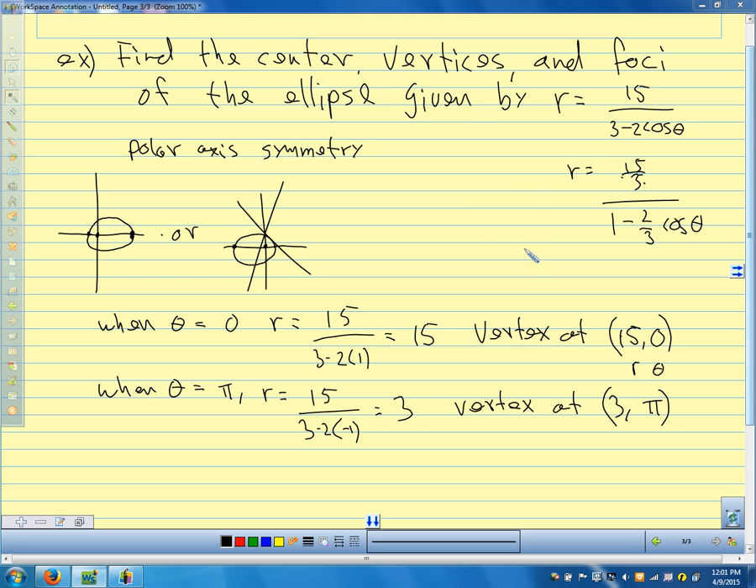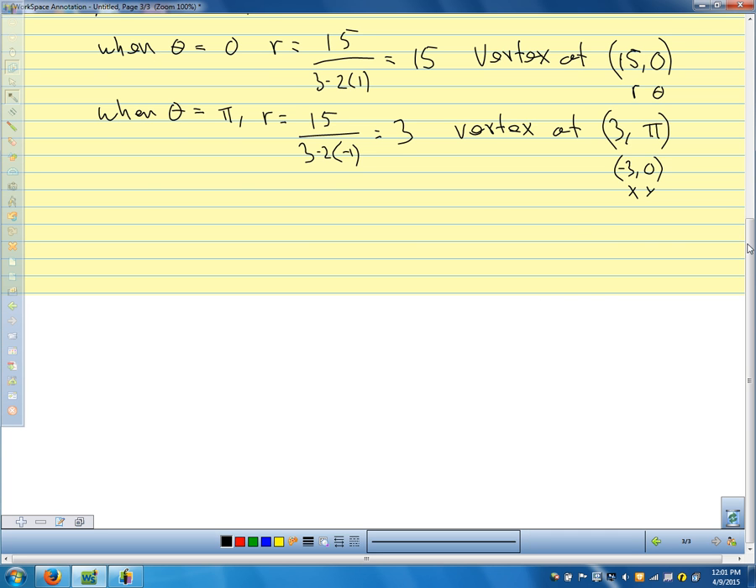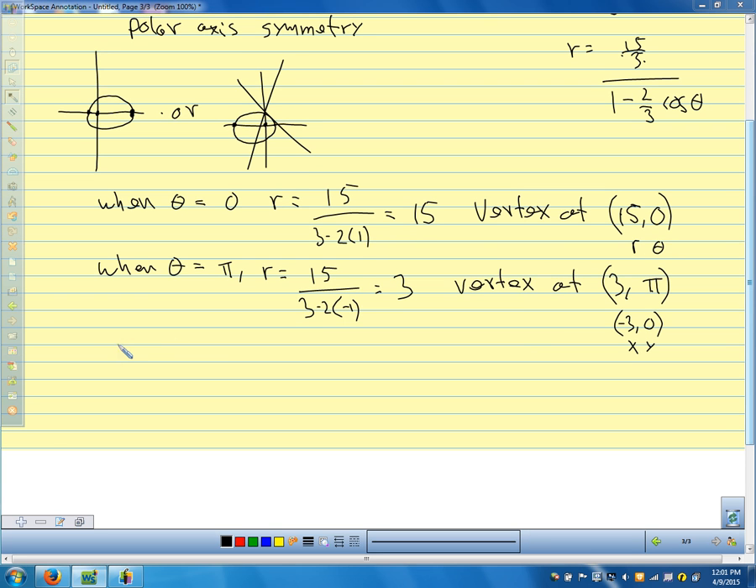So we found the vertices. Where's the center going to be? Halfway between the vertices. It's easy to get confused because this is positive, but we can think of 3, pi as negative 3, 0 in terms of our rectangular coordinates. So the center is halfway between the vertices, just like before. We're using the same procedure as before. So where's our center going to be?